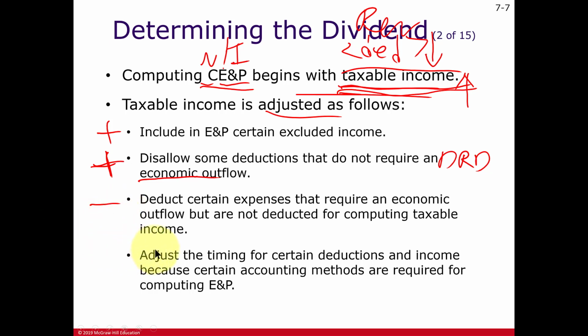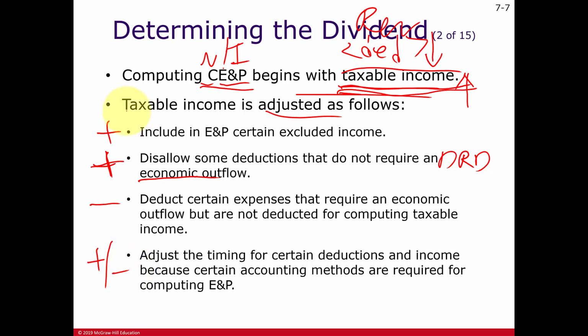And this last one, if you remember the timing differences, the temporary differences in the previous chapter, in the initial year, it could either be increased or decreased. But in the subsequent year, when the item turns around, then the opposite would happen. You would have to decrease if you had increased initially, or you have to increase if the initial transaction was to decrease. Okay, so we'll see examples of that also.